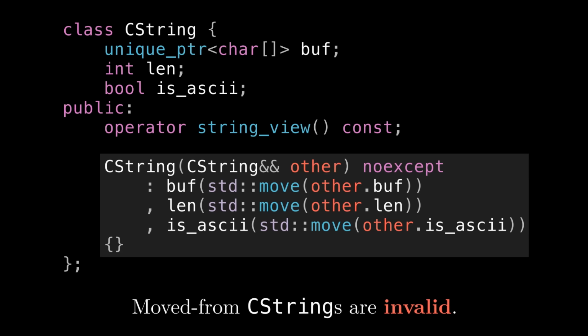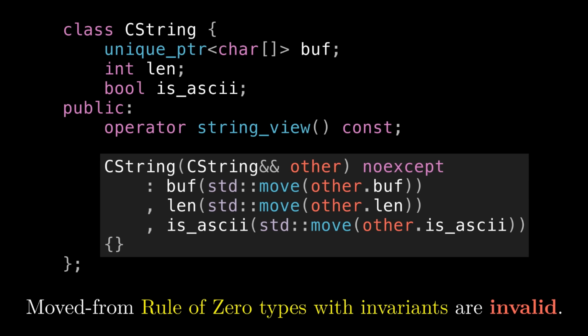And so I strengthen this statement at the bottom. If you have non-trivial invariants, especially relationships between your members, and you follow the rule of 0, your type will probably be in an invalid state after you move.